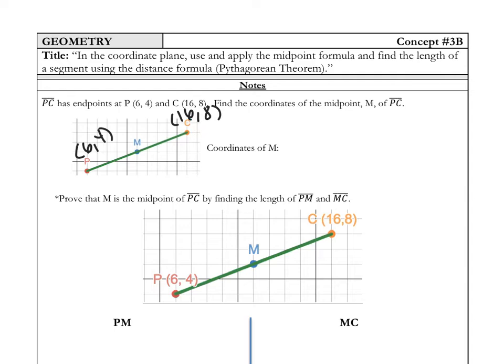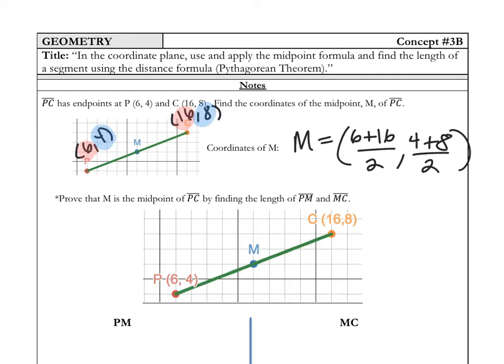Last time to find the midpoint, we discussed that you take the average of the x values, so you add them up, 6 plus 16, that would be these two, and you divide by 2. And then you add the y values up. So 4 plus 8, and then you divide by 2.